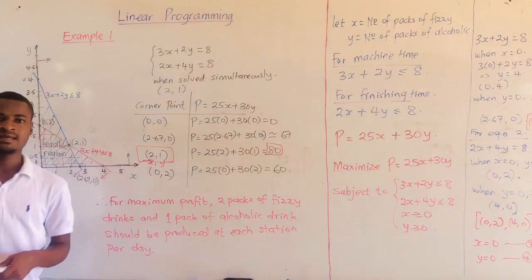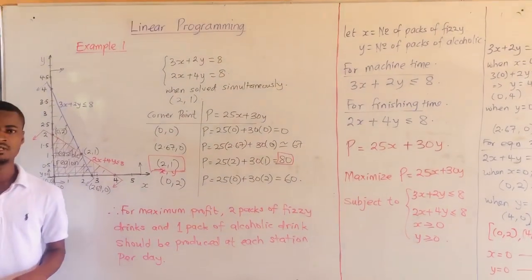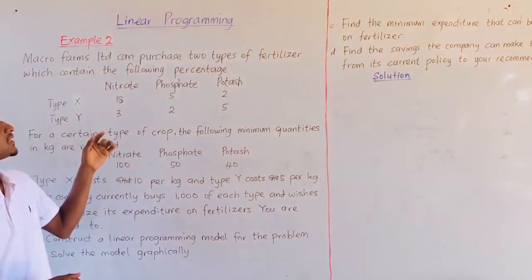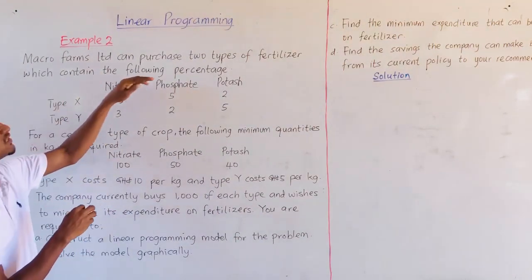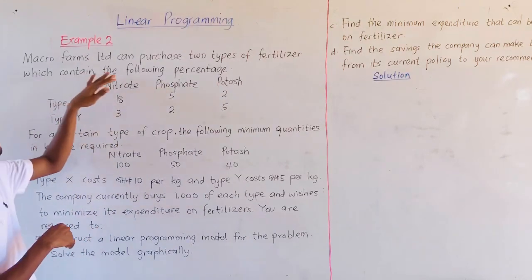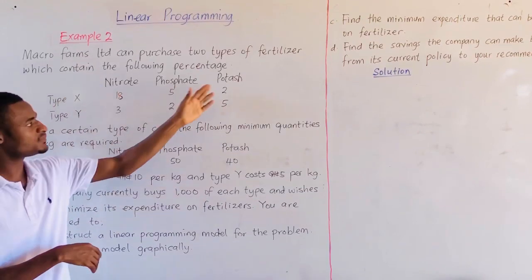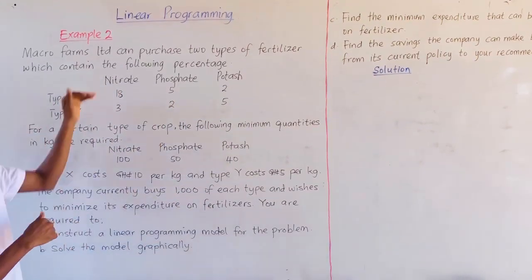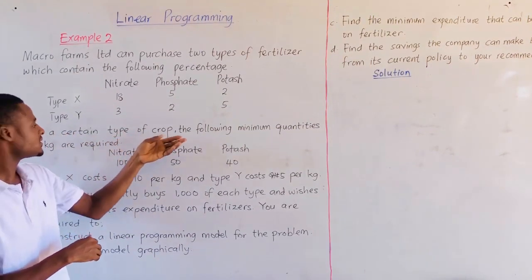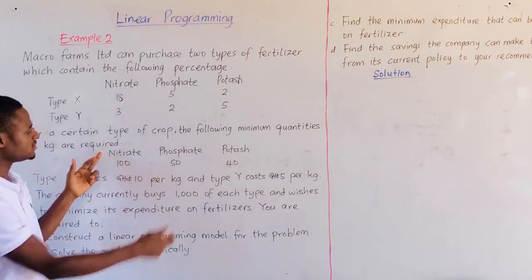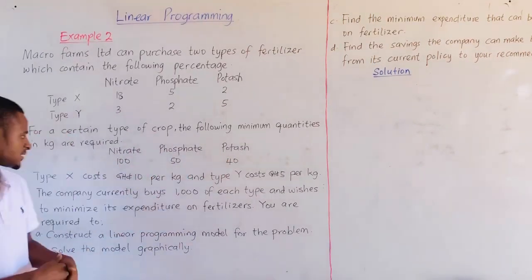We will take another example on this. Let's check our example 2 for today. This is our second example for today's lesson. Macro Farms Limited can purchase 2 types of fertilizer which contain the following percentage quantities. Type X and type Y contain these percentages respectively of nitrate, phosphate and potash. A certain type of crop requires a minimum of these quantities for nitrates, phosphate and potash, 150 and 40 respectively.